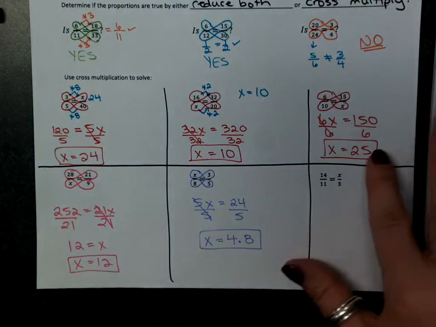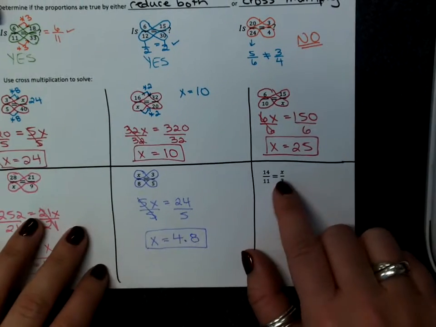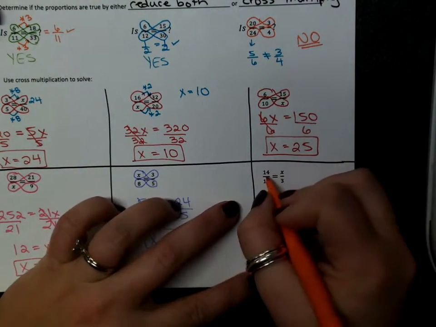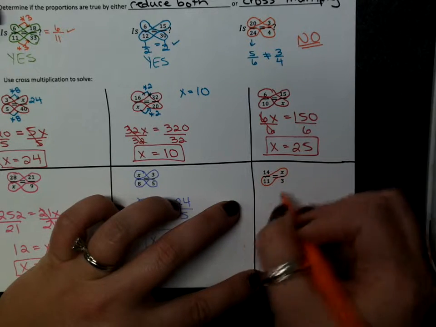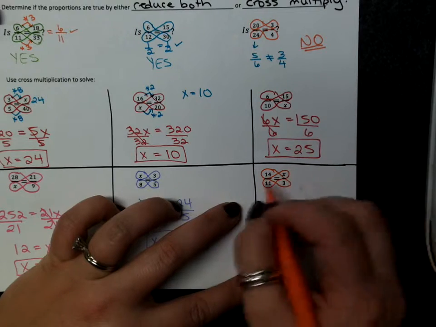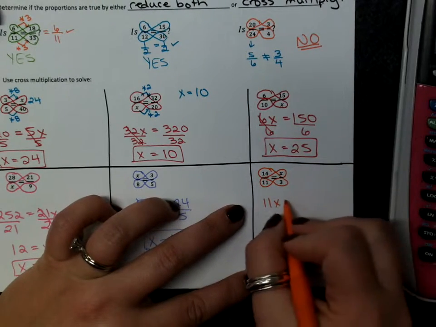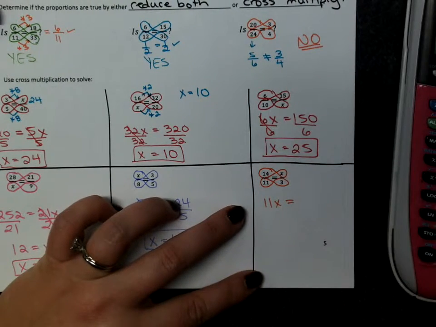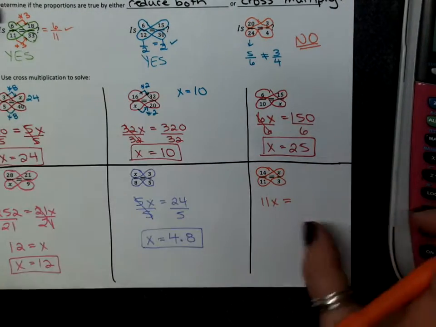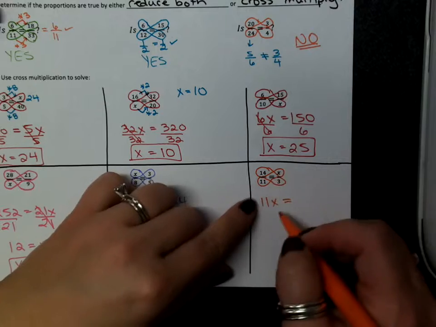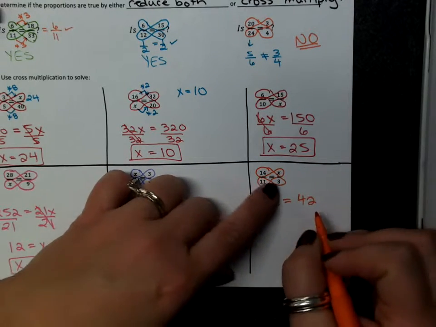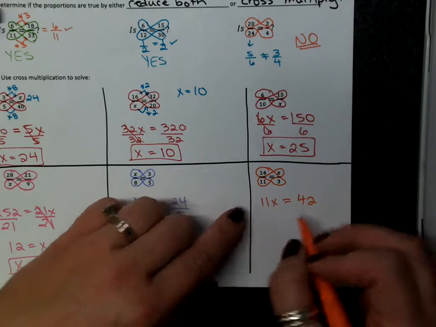And last but not least, 14 over 11 equals x over 3. Cross multiply again, 11 times x, and then 14 times 3. It does not matter which side goes on which diagonal. It's an equation, so it doesn't matter. I tend to mix it up, so top and bottom on one side and then top and bottom on the other. It doesn't matter. 14 times 3 is 42. 11 times x is 11x.